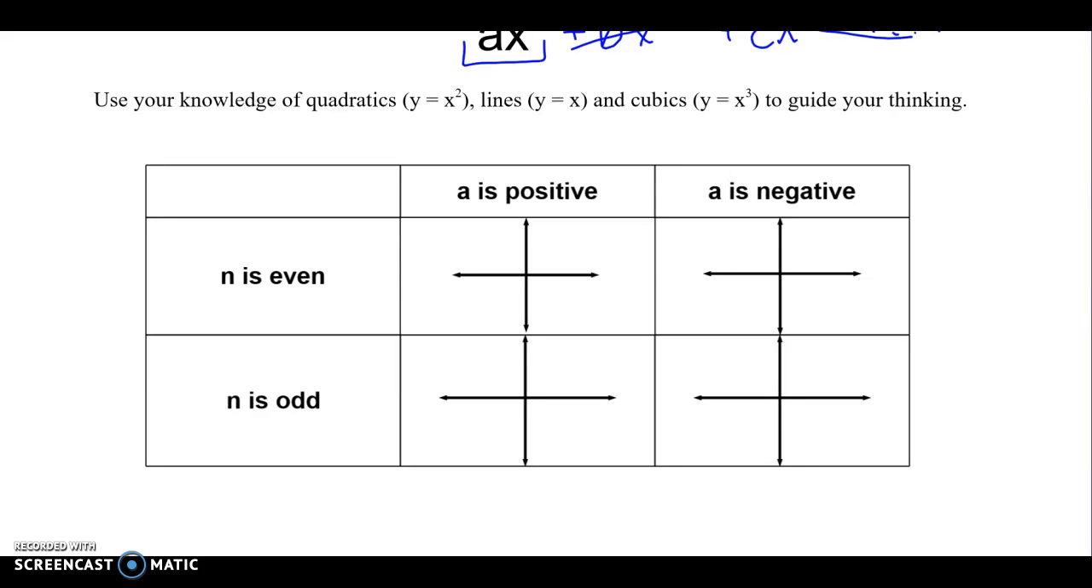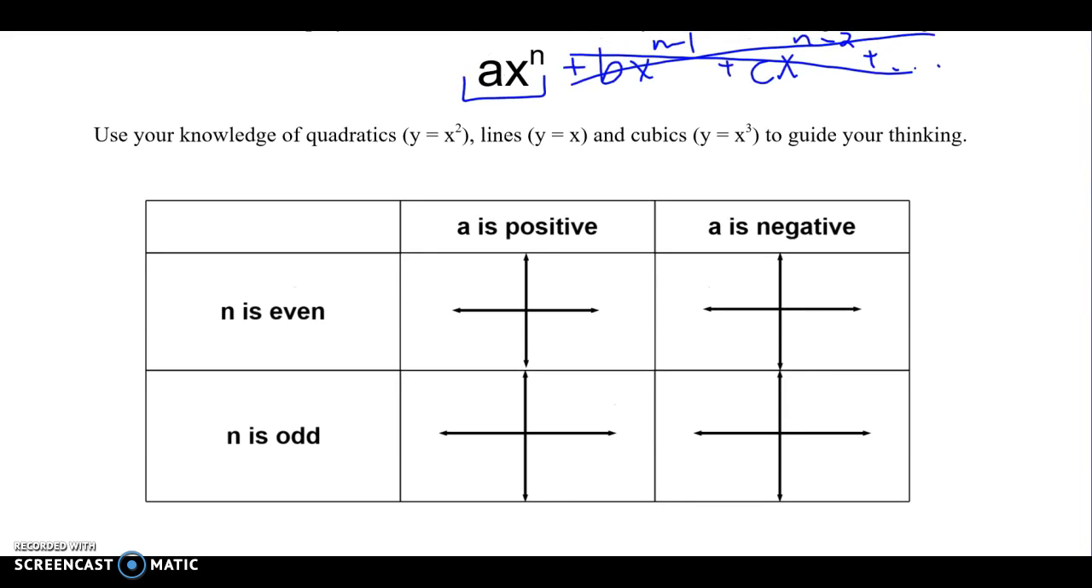So if n is even, that's our exponent, we have a little p up top. If n is even, what's the most common even polynomial that you guys have been working with? It's equal to 2. So this is like our quadratic. So if it's x to the 4th, or x to the 6th, or x to the 50th, no matter what, even n is going to have the same end behavior as a parabola you're used to.